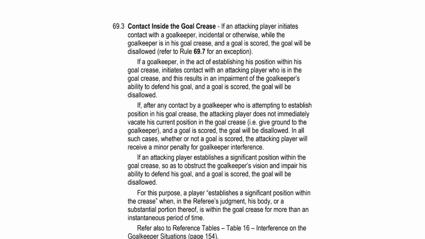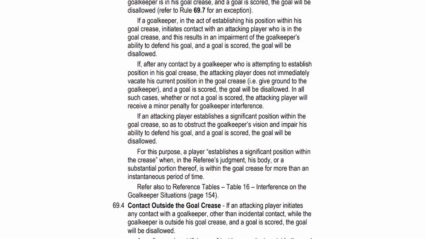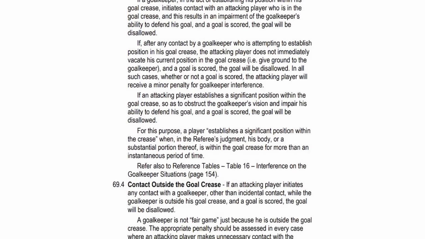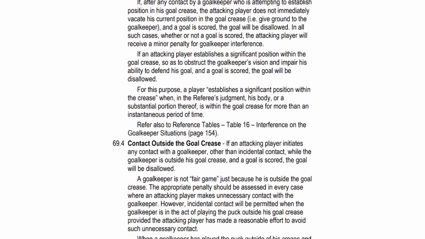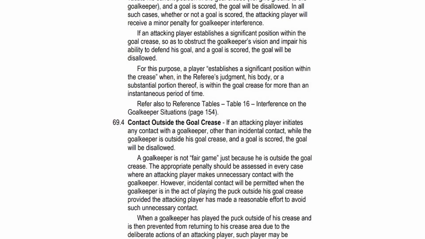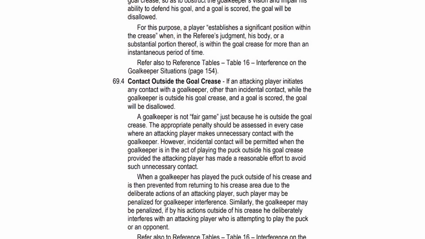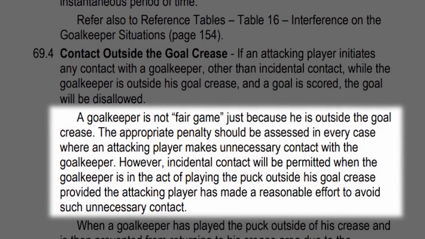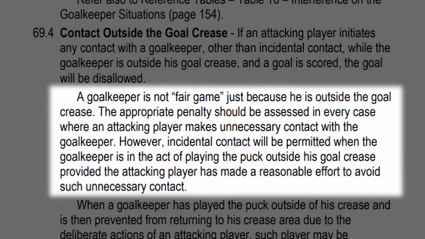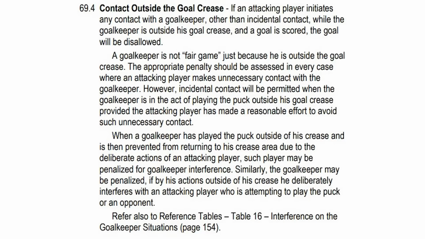Another nuance to the rule is that it won't be deemed illegal contact if a player was pushed or knocked into a goaltender and they made a reasonable effort to avoid the contact. Anyway, Rule 69.4 deals with contact outside the goal crease and actually rebuts one thing that I've heard a ton. It says specifically that just because a goalie is outside of their crease does not mean that they're fair game. However, goalies aren't bubble wrapped, and I think this is how the application fits for the previous play.